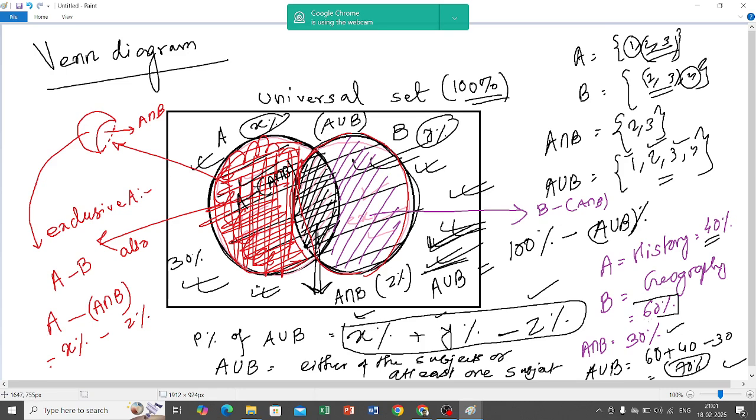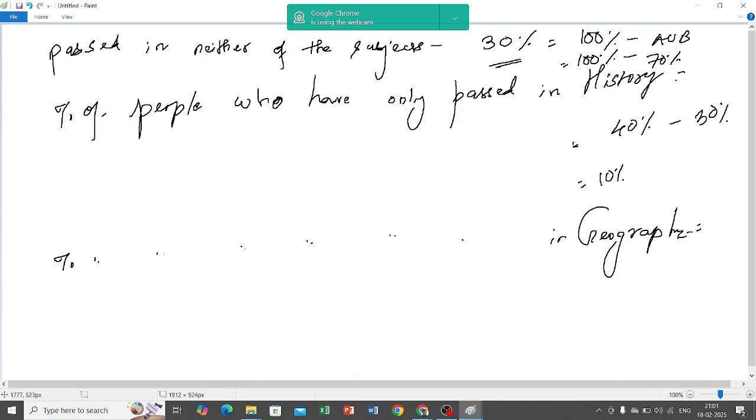Yes, sir. 60% is the percentage of people who have passed in geography. 30% is the percentage of people who have passed in both. So I subtracted. So that is 30%. Ritama, did you understand? Ritama, are you there? Okay. I'm sending one sum.